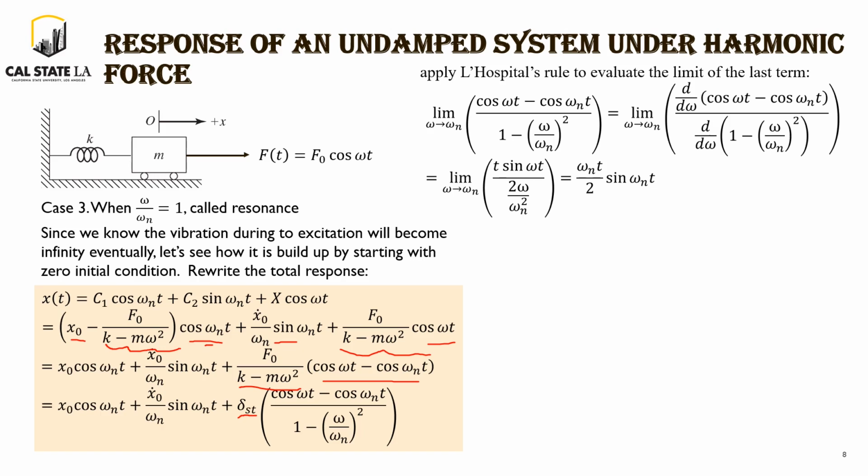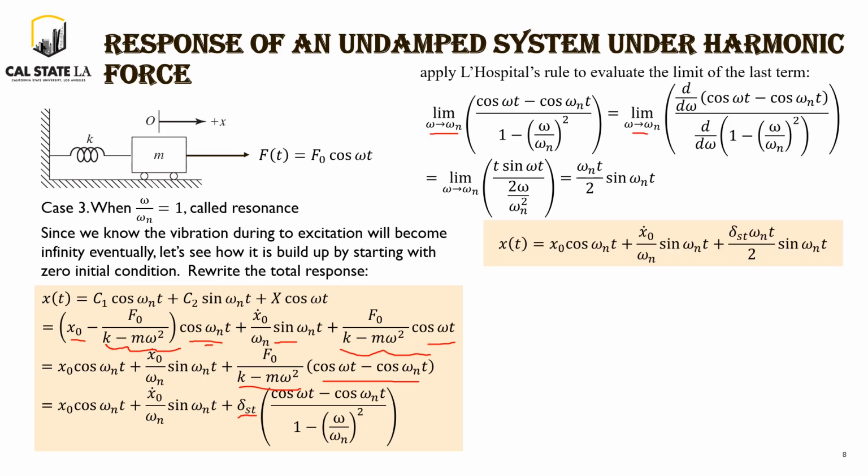So we can apply L'Hospital's rule to evaluate the limit of the last term, which tells us that when omega gets close to omega n, this term will be the same as the limit of omega close to omega n, the time derivative of both the numerator and the denominator. By taking the derivative on the first term, it becomes t times sine omega t, and at the bottom becomes 2 omega over omega n squared. Taking the limit, it becomes omega n times t over 2 times sine omega n t.